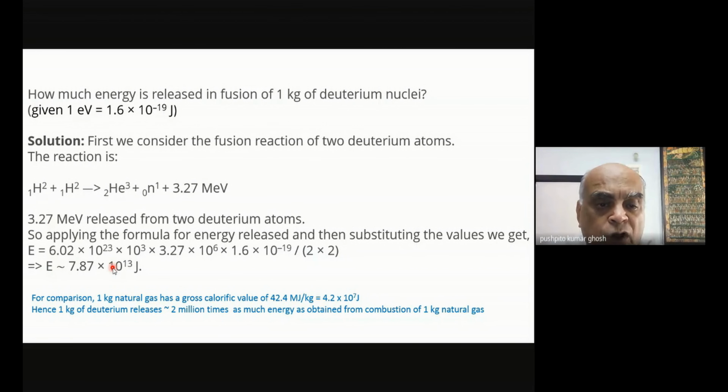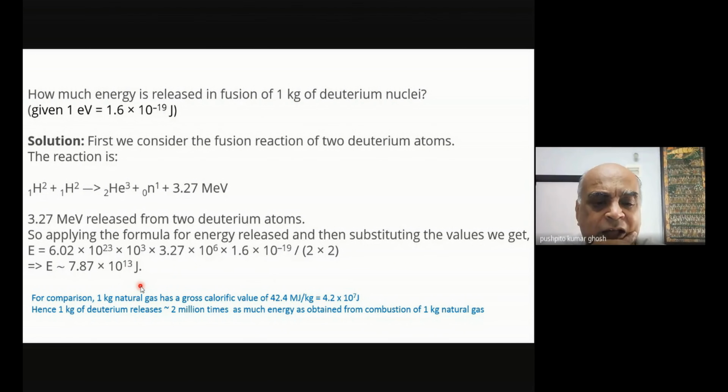And then I multiply by 3.27 million electron volts, multiplied by 1.6 x 10^-19. You can work out that this energy will come to about 7.87 x 10^13. At the break, just quickly do a calculation. Now, just so that you understand, this is 1 kg of deuterium, and it is releasing 7.87 x 10^13 joule.